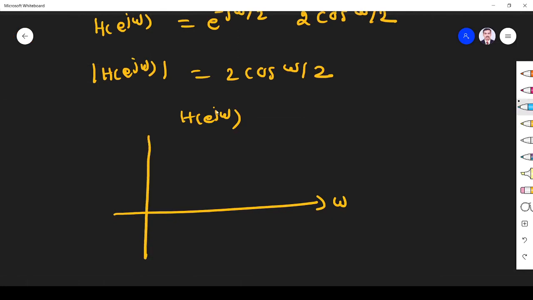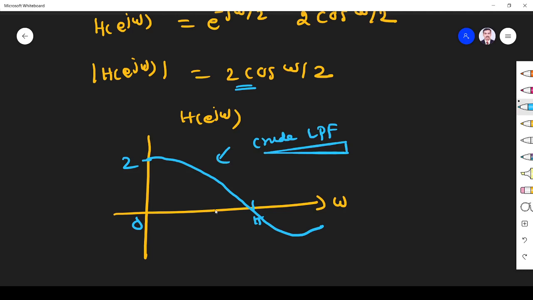What is the nature of the signal? When omega is 0, it is maximum, cos 0 is 1, so the magnitude is 2. So it is purely a cos wave. When omega is equal to pi, it is cos pi by 2, which is 0. So it goes like this. You see, it is some crude low pass filter response. Clear or not? An ideal low pass filter will be like this. It is some crude low pass filter, right?